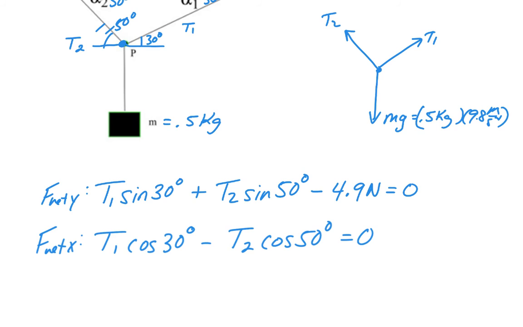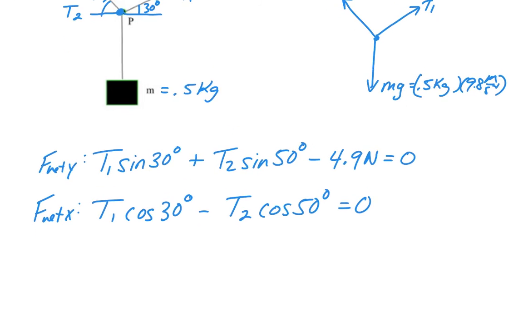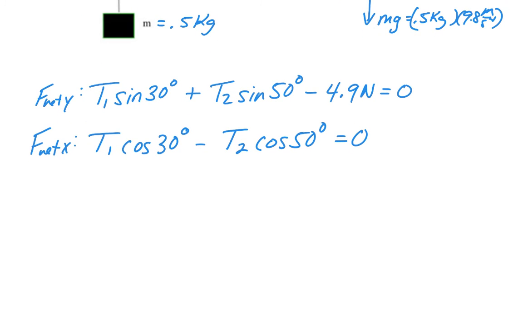Now, why did I make T2 negative? Because T2 is pointing up but to the left, and we assume that right is positive, left is negative. So T1 is positive in this case, T2 is negative, the component in the x direction. So looking at this, I can see that I've got two equations and I have two unknowns. The only two things I don't know are T1 and T2. So you can use a system of equations pretty easily to solve for T1 and T2.